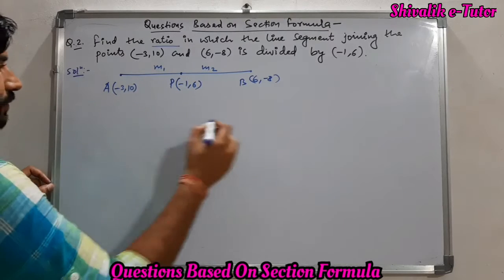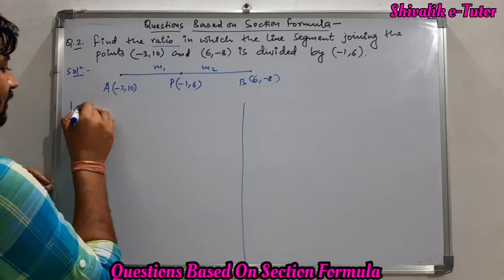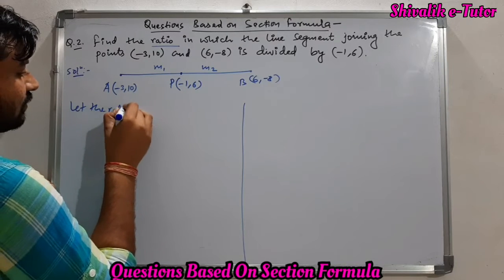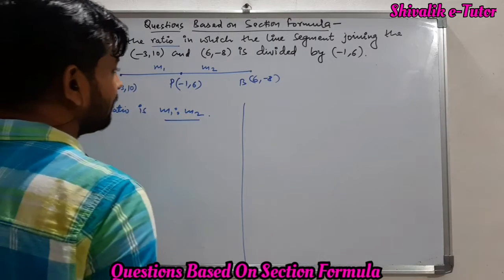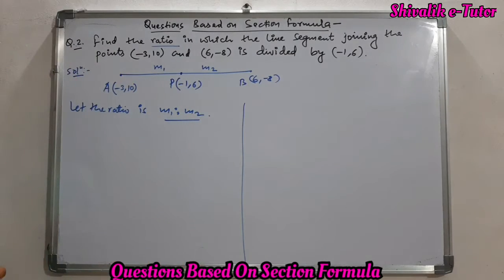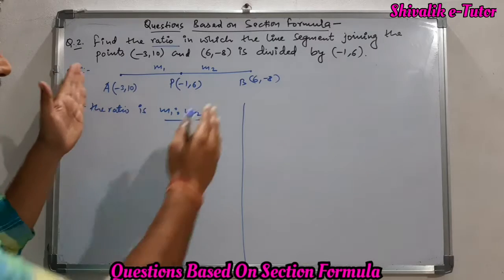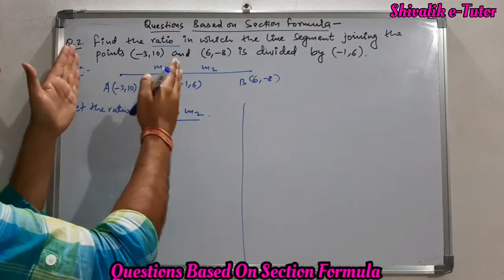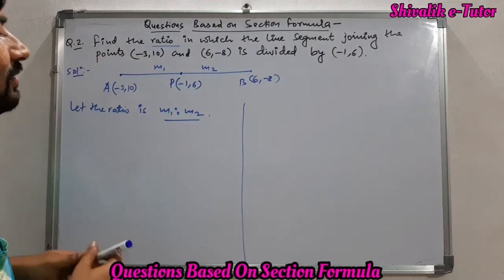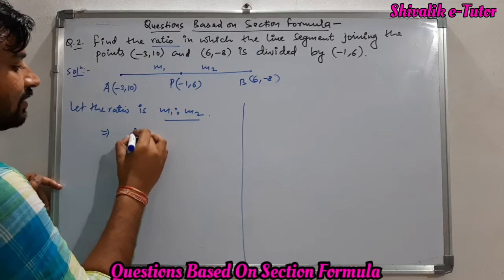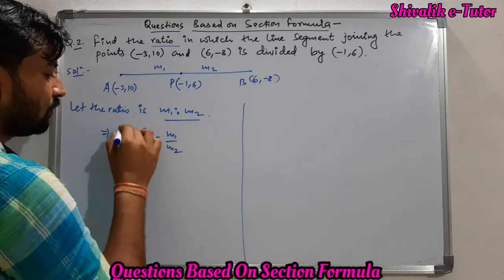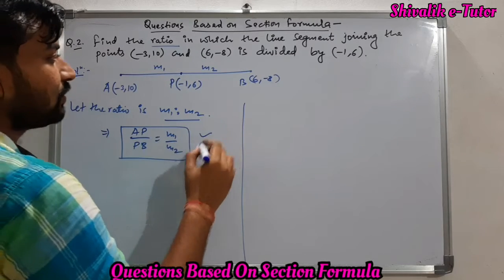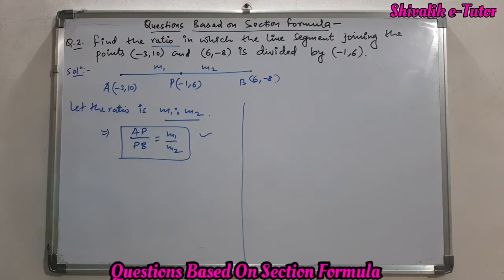So let us suppose that the line segment AB has the ratio M1 ratio M2, and now we can say that the point P is dividing the line segment AB in 2 parts, that is AP and PB, and clearly from this we can write AP upon PB is nothing but M1 upon M2. So this concept I am going to use here for calculation of the ratio.